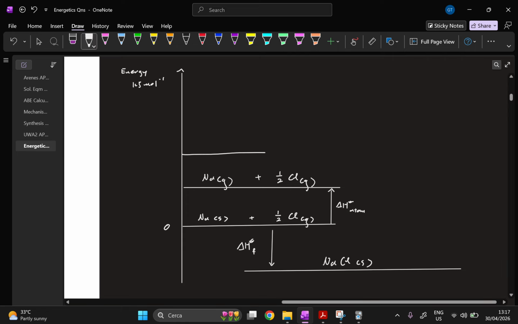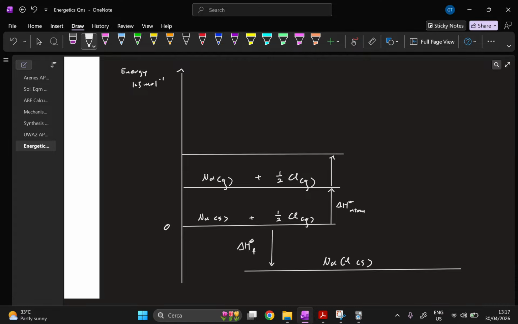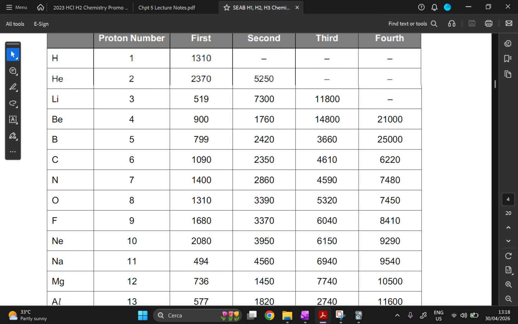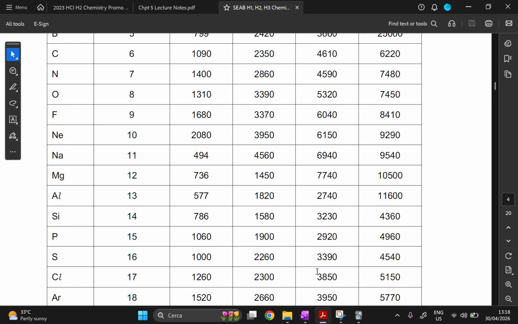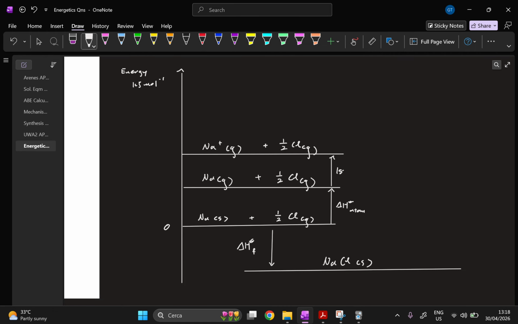Okay, next step in the standard Born-Haber cycle. The order doesn't really matter, but my personal preference is, since I've changed Na, I will continue to change Na. So if I want to change this to Na plus gaseous, and then my Cl is still unchanged, right? What's this going to be? This is going to be my first ionization energy of Na. So you can actually just look it up from the data booklet. It's just Na here. This is your first IE. So it's 494. But just know that it's first IE of Na.